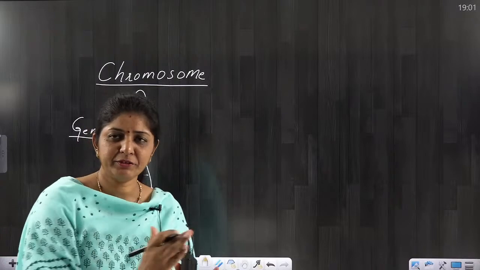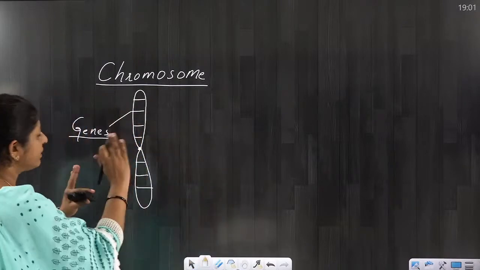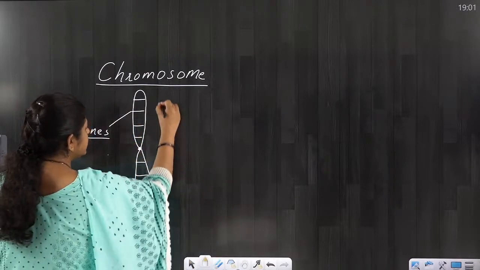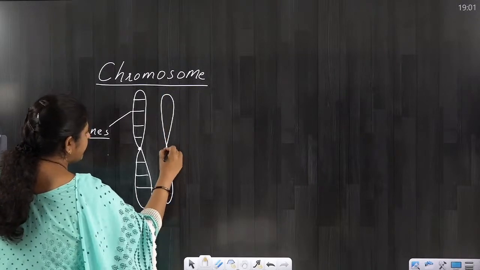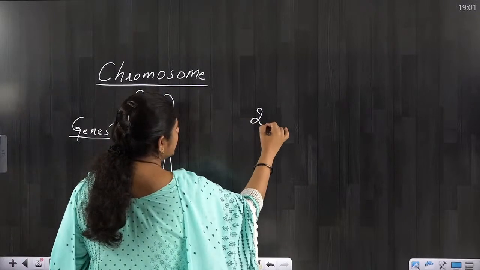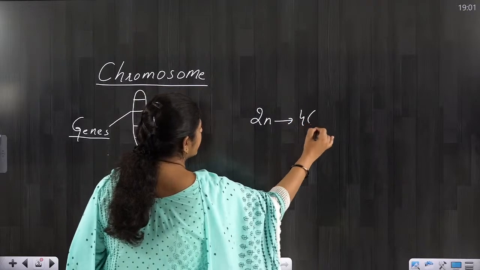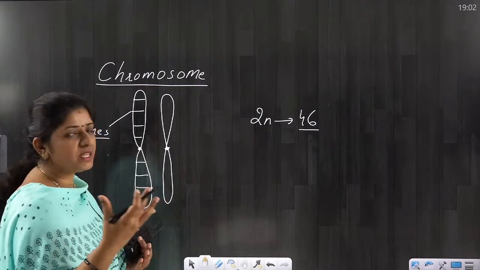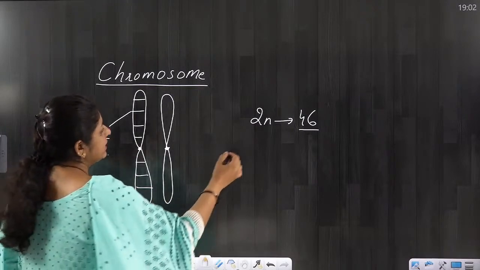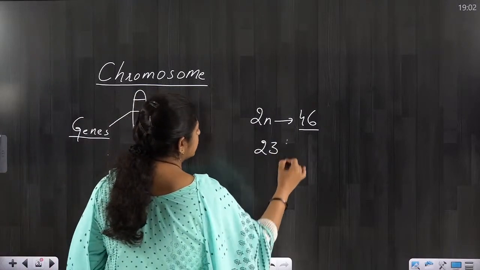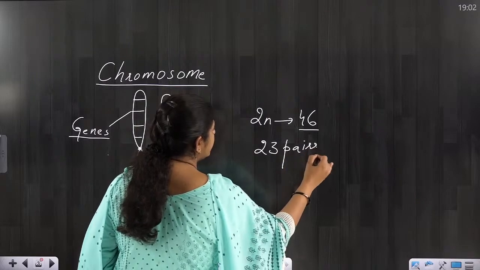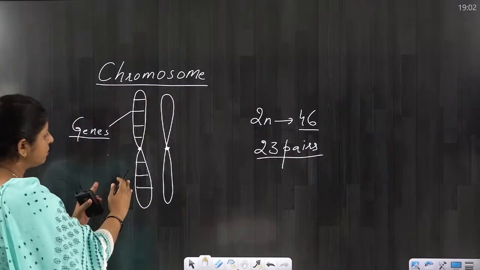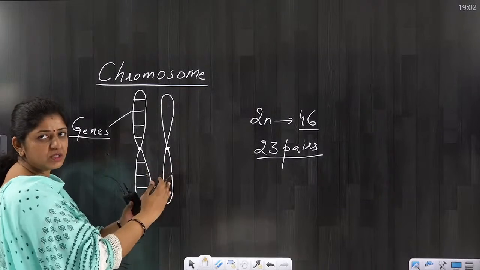Maybe all as such, maybe after crossing over. Crossing over means, if I am taking the 2n number in human beings, 46, 2n means the total number of chromosomes, 46 in humans. Suppose I am taking that. Maybe you have heard that it is making 23 pairs. Means every chromosome has its homologous.